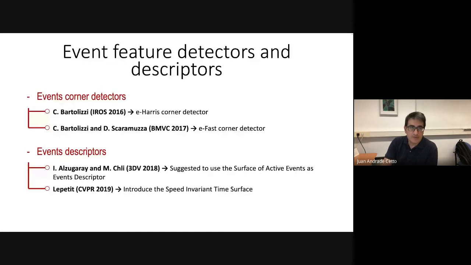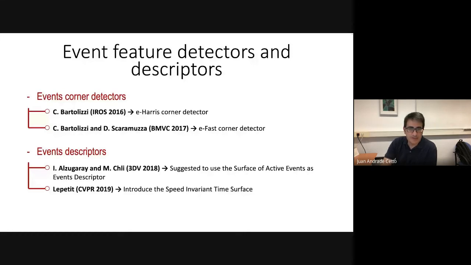So as I said, what we do is we learn the event description using a CMS network. And what you can see here is the results of using only surfaces of active events, or using the learned descriptors in matching features. So as you can see, using the learned descriptors, we have less error in matching the points.